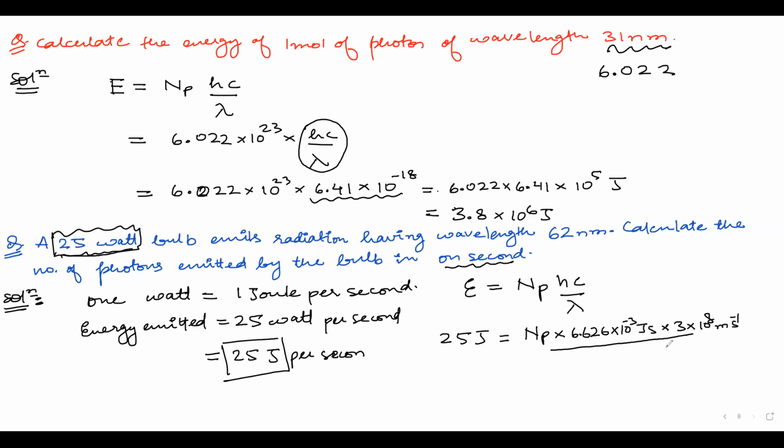Minus 34. I hope I said minus 34, no? But I wrote minus 3. Yes, sir. Lambda is 62 into 10 to the power minus 9 meters. Got this? So now let me use the next column here, next page.